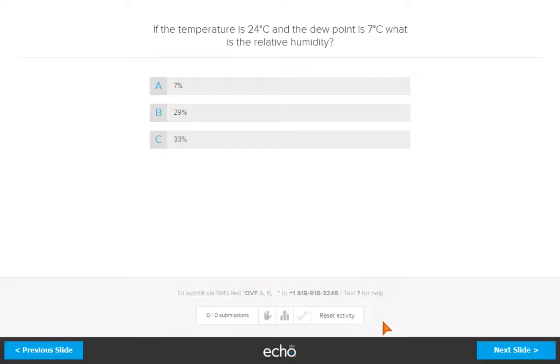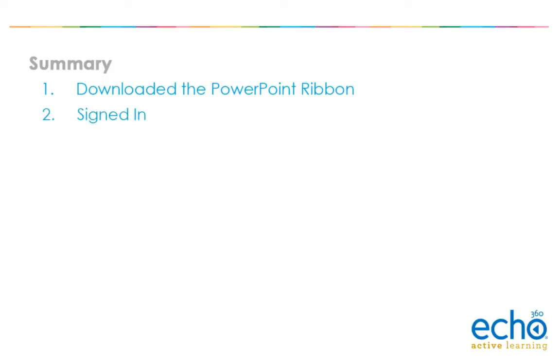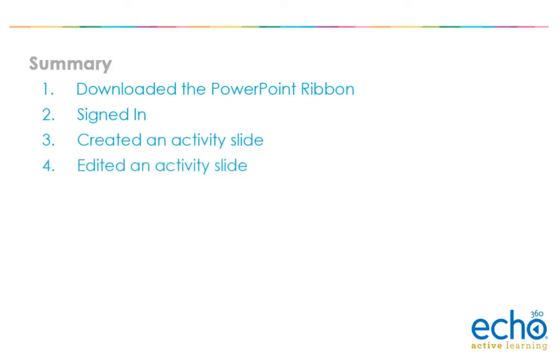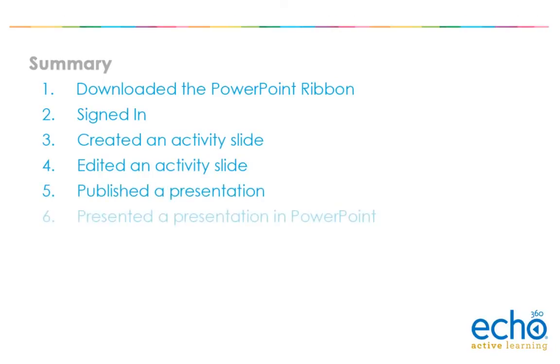Students can see the PowerPoint slideshow projected in a lecture hall or on the computer display for a captured lecture. They can also interact with a published version of the presentation in the classroom to take notes, ask questions, and flag confusion. You have successfully downloaded the PowerPoint ribbon for installation, signed in to enable the ribbon features, created and edited activity slides, published a presentation to a new or existing class, and presented a presentation in PowerPoint.